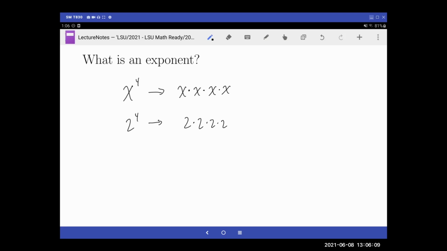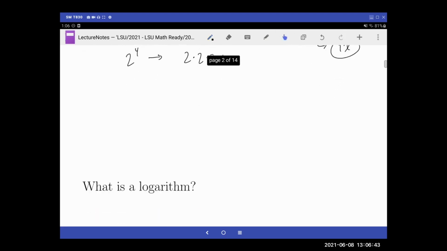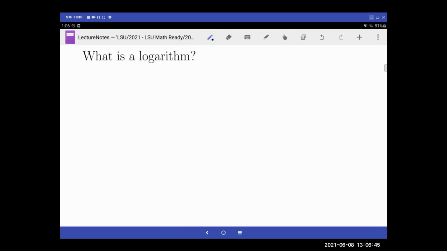That's not to be confused with when you add things together. If you added 4 x's together, well, you're not multiplying them. So this is actually 4 times x. So you have something with an exponent, which means x multiplied by itself 4 times, and then 4 times x, which just means x added to itself 4 times. Okay, so that's what an exponent is. We kind of know that, I think.